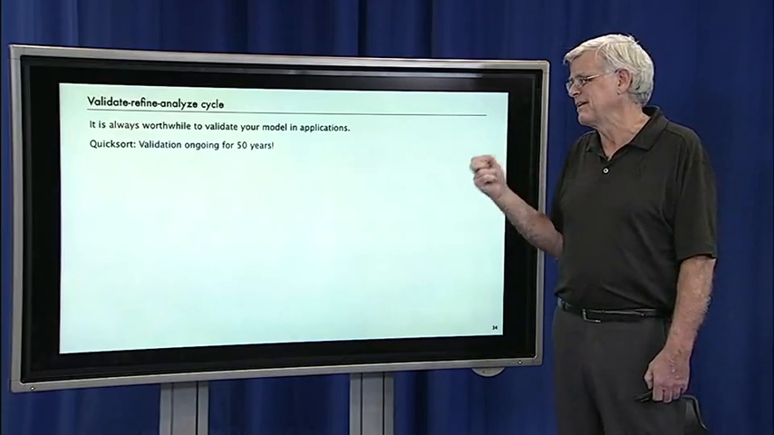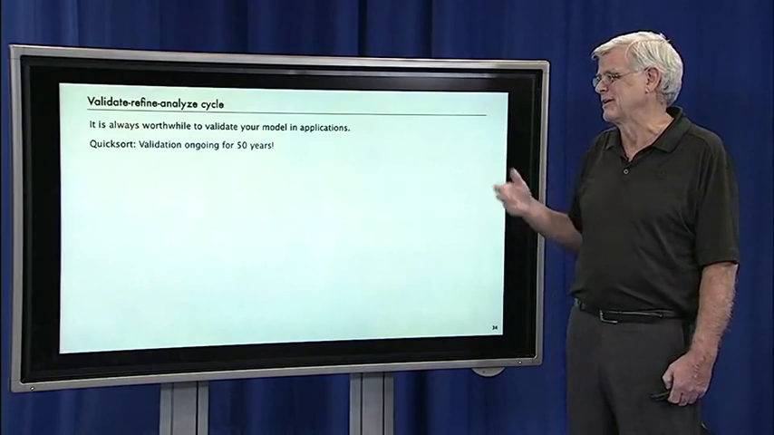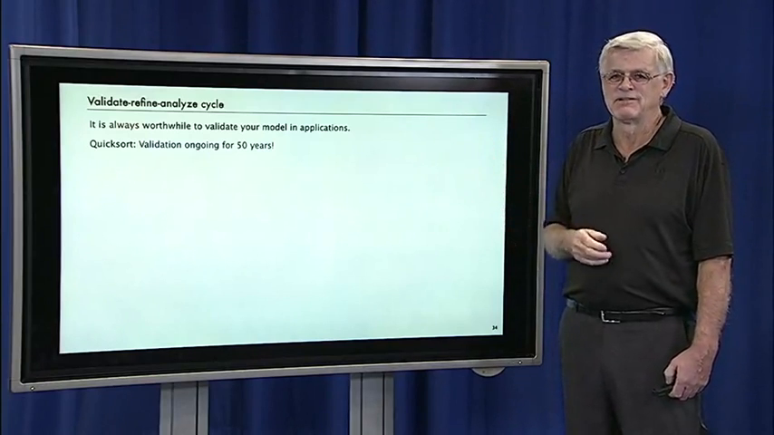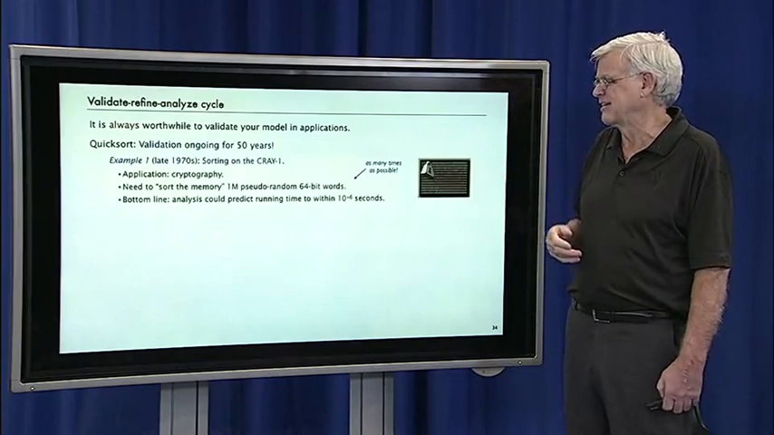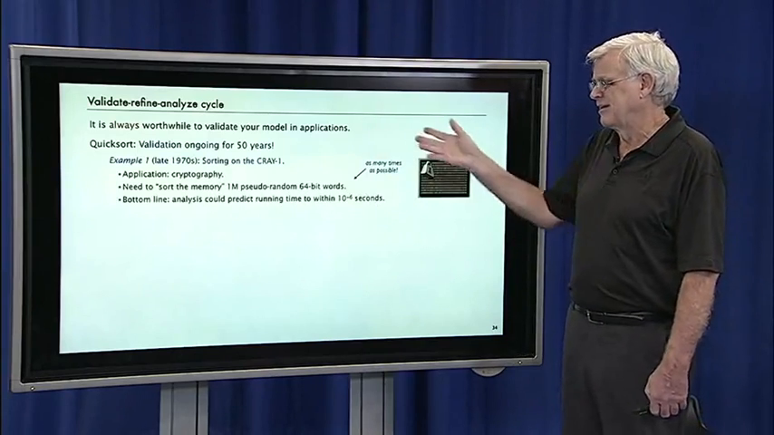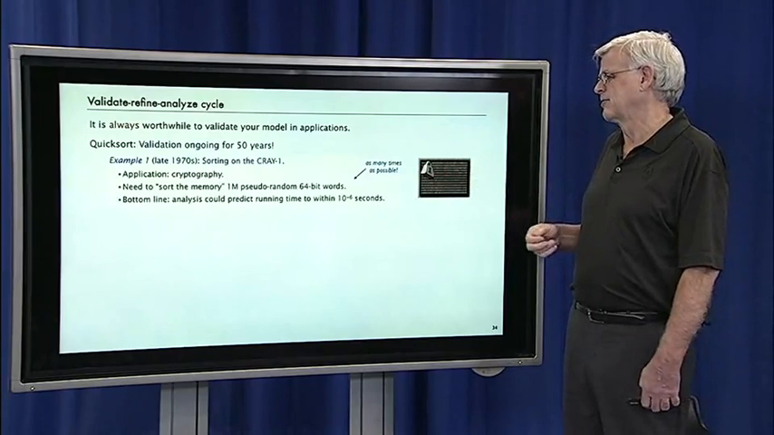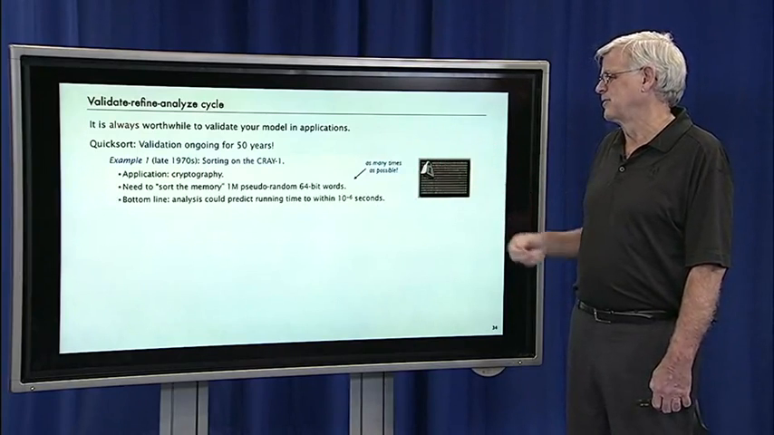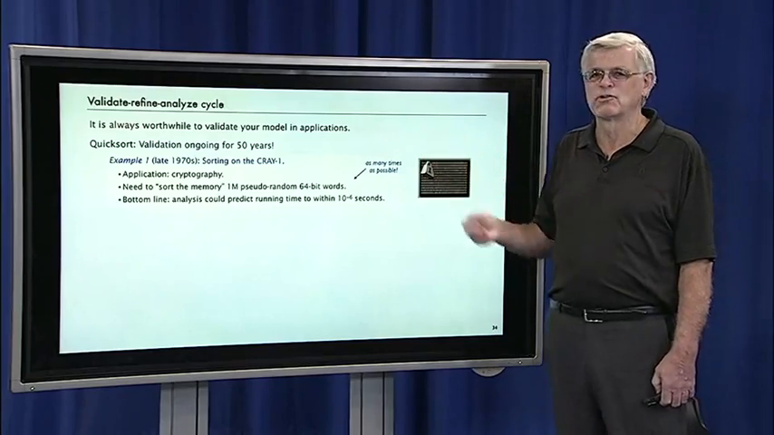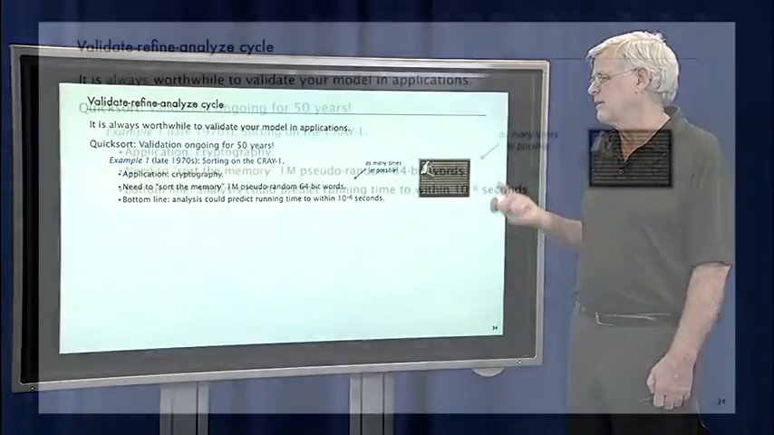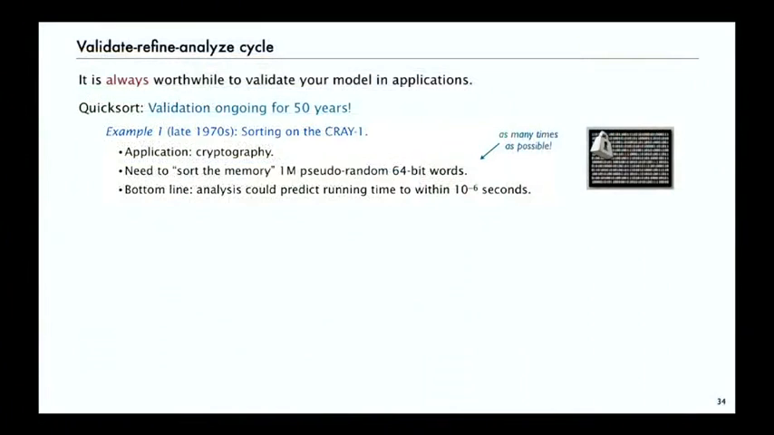And for Quicksort in particular, it's been going on for really a long time. I'll just give you 3 examples from different decades that I've been involved in. Right when I got out of school, I was involved in a project where we were sorting on the Cray 1, which was the world's fastest supercomputer at the time. And this was for cryptography.